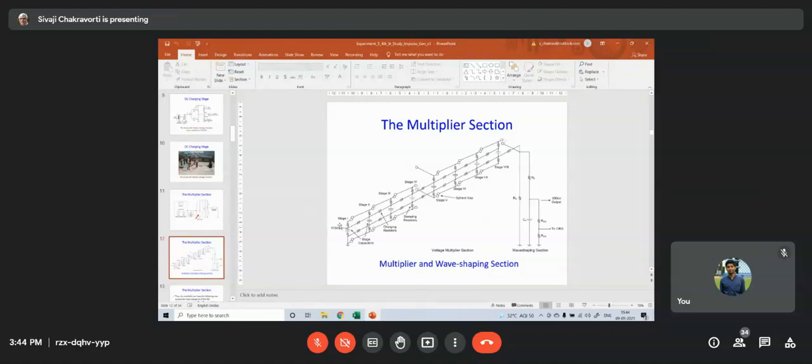It's not necessary that every time we have to charge with 175 kV. We can charge at a different voltage. So we are charging all the capacitors in parallel. If you look at my mouse, these are the charging resistors. So they are all charged.